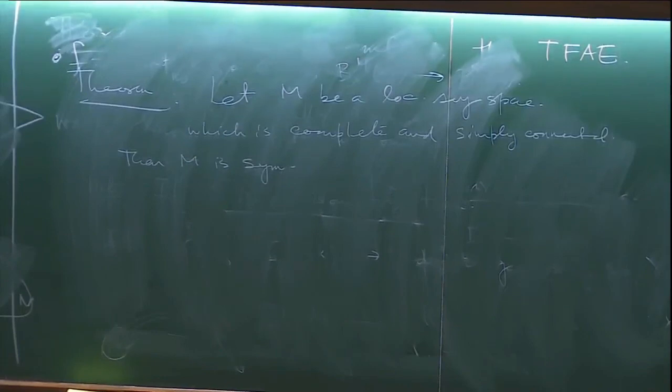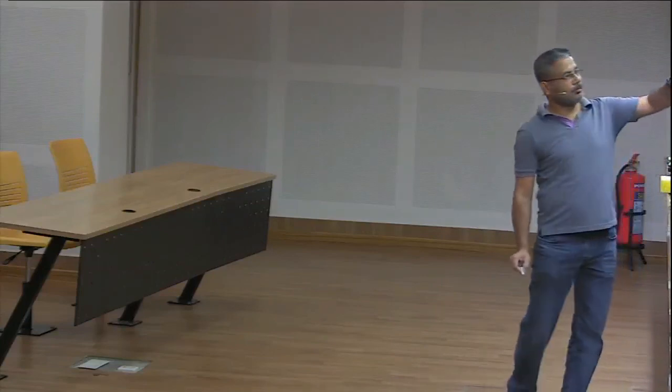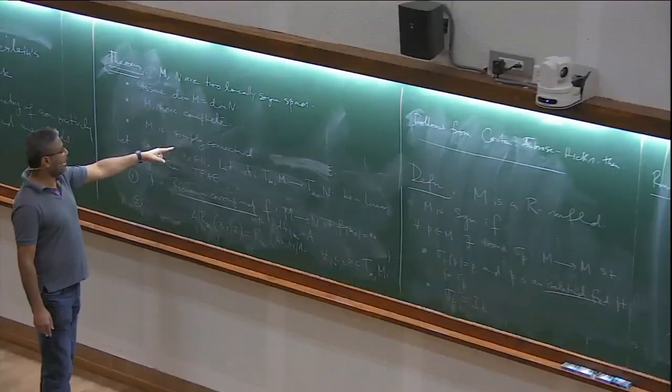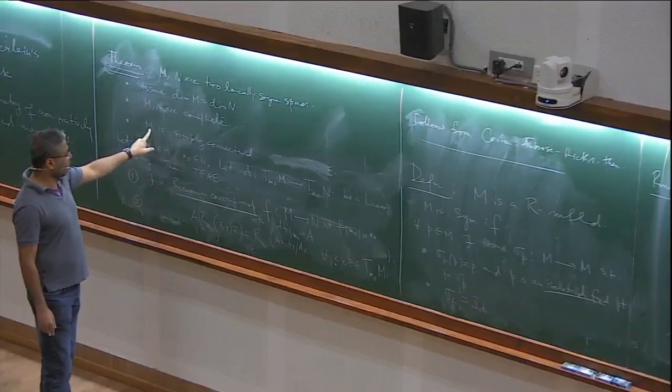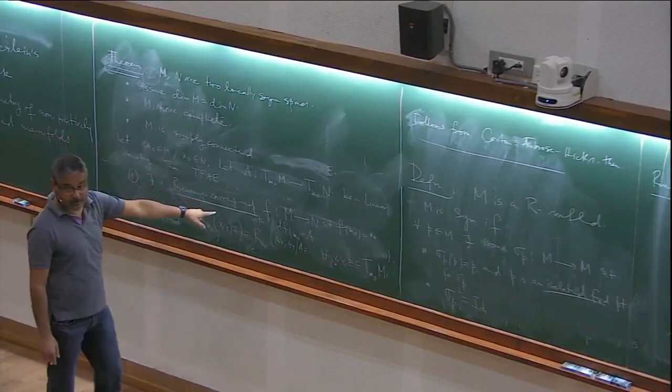In this theorem, if I moreover assume that N is simply connected, then this F is an isometry. Because this is a covering map and the object below is simply connected, it has to be a diffeomorphism. So if I assume that both objects are simply connected, I am assuming only the first one is simply connected here. If I assume that N is also simply connected, then this is an isometry.